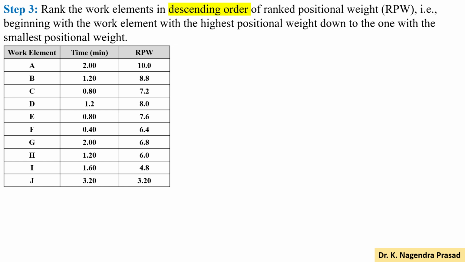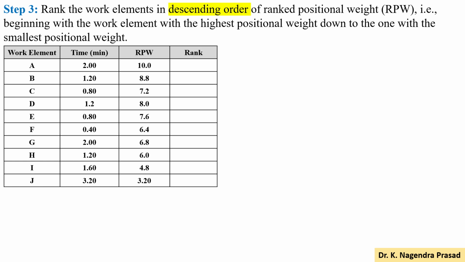So next we will go for step 3. Step 3 is to rank the work elements in descending order of ranked positional weight. It begins with the work element with the highest positional weight, down to the one with the smallest positional weight. So first I have to give the ranks for the work elements according to their RPW value.